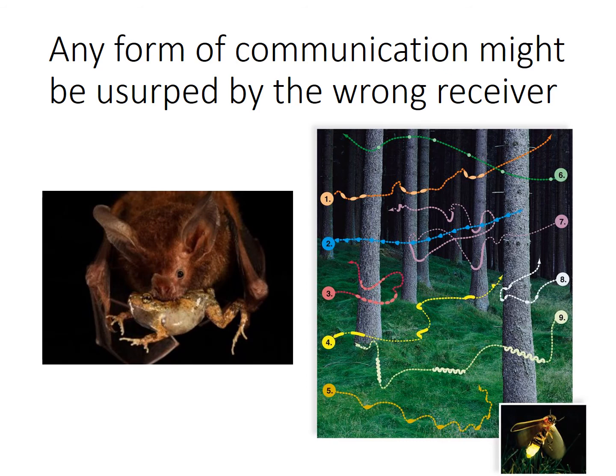Now, with any of these, the animal is likely intending for another organism of its own species to receive the communication and act on it. Often this is to sound alarms or, maybe more frequently, to try to attract mates. The problem with any communication is that sometimes it can be usurped by the wrong receiver.